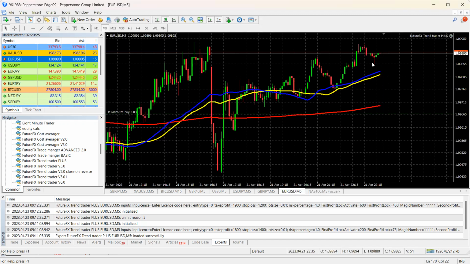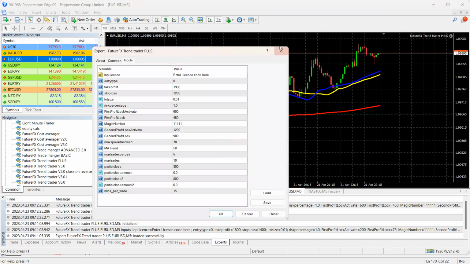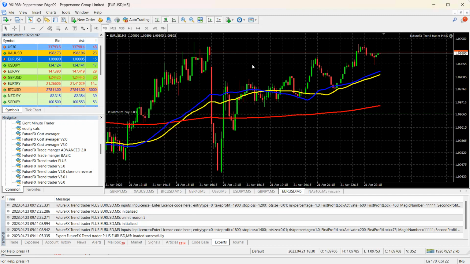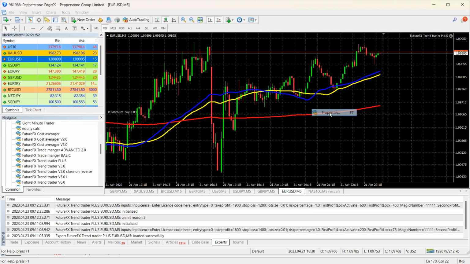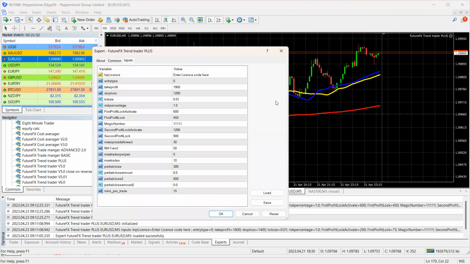And like any EA, if you just click on this smiley face, which is sad at the moment because I had him turned off, it brings up the settings. The other option is you can right click, bring up the menu, go to expert advisors and properties, and it does exactly the same thing.